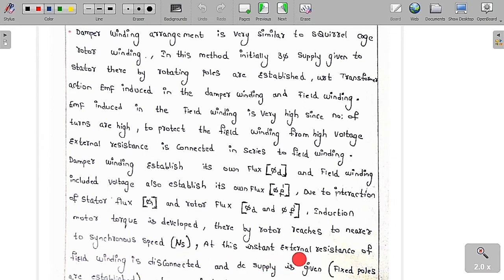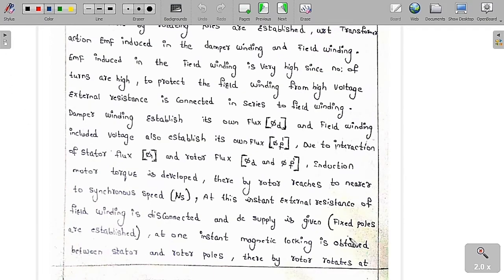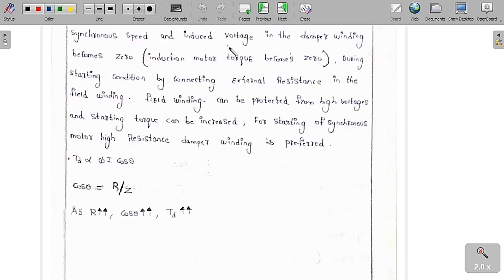At this instant, the external resistance of the field winding is disconnected and DC supply is given, so fixed poles are established. At one instant, magnetic locking is obtained between stator and rotor poles. Thereby, the rotor is going to rotate at synchronous speed, and the induced voltage in the damper winding becomes zero. Induction motor torque becomes zero.